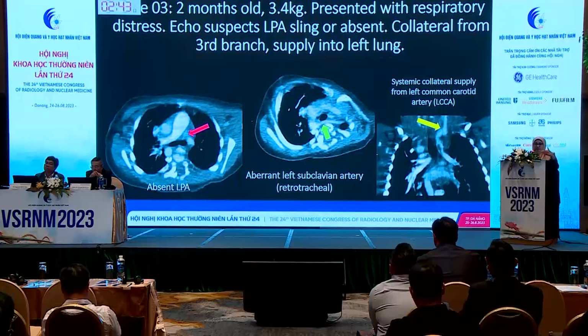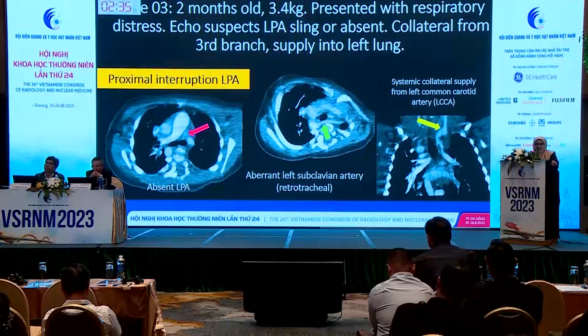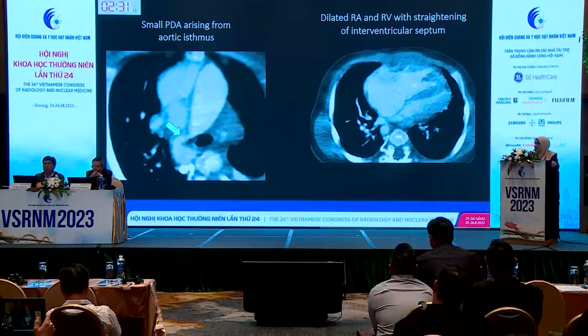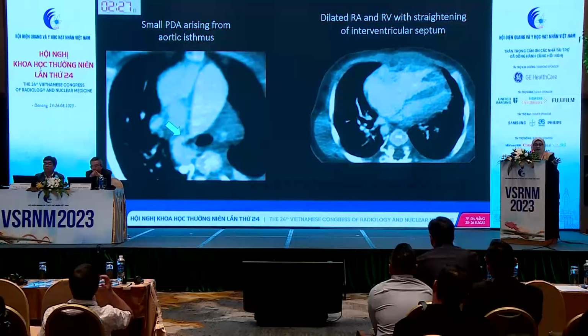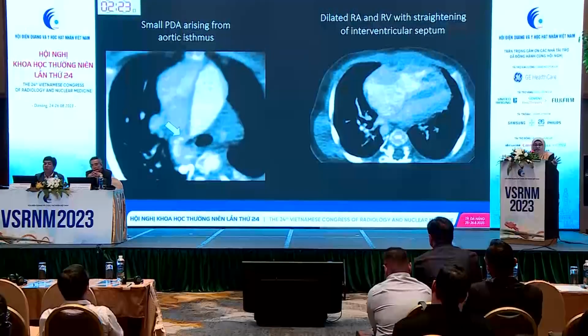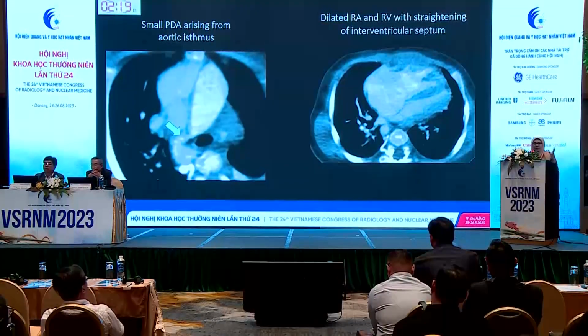Most of the time they will be retroesophageal in location. In this case, the patient also has systemic collateral supply from the left common carotid artery. And this is diagnosed as a proximal interruption of the left pulmonary artery. Not only that, the patient had a small PDA coming from the aortic isthmus and dilated RA and LV with straightening of the interventricular septum. So we are already suspecting some form of pulmonary hypertension starting to set in this patient.